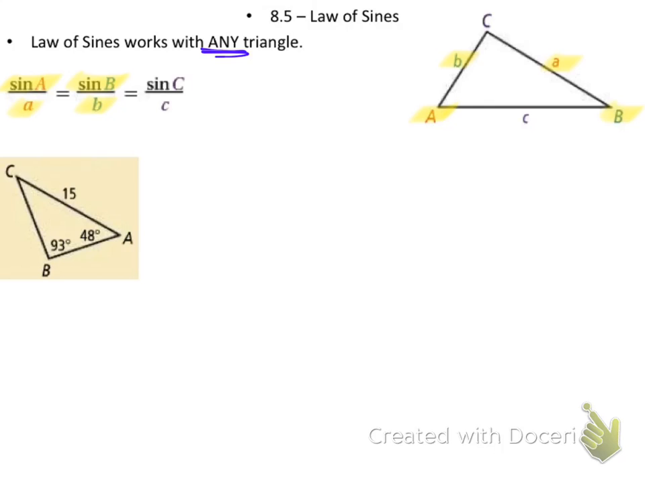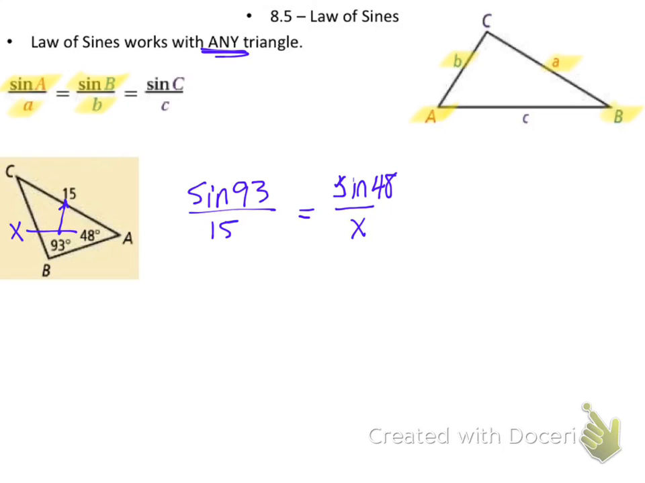So for this problem right here, I want to find out what x is equal to. Again, I always want to have only one variable, and so the first thing I'm going to look for is an angle and a side across from it that are both numbers. And so here I have angle 93 and 15. So I'm going to take the sine of 93 over 15 is equal to, and then I want to find x, so x is going to go on the bottom. Again, my top is always angles and sines of those angles, and my bottom is always the length. And with x, across from it is 48, so I'll take the sine of 48.